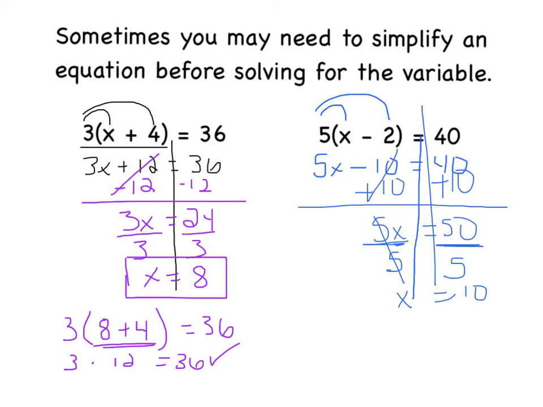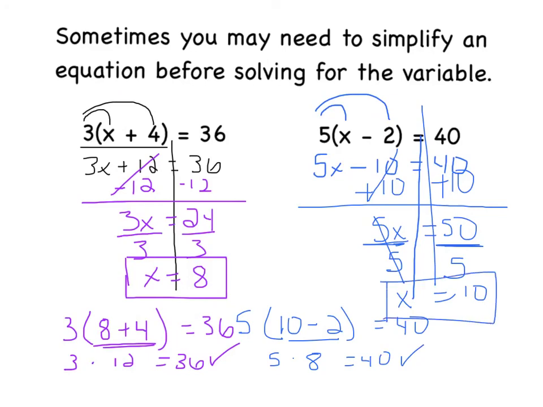And let's check our work. 5 times 10 minus 2 equals 40. Order of operations, we have to do this first. 10 minus 2 is 8, times 5 is 40. That checks out, so this is our answer.